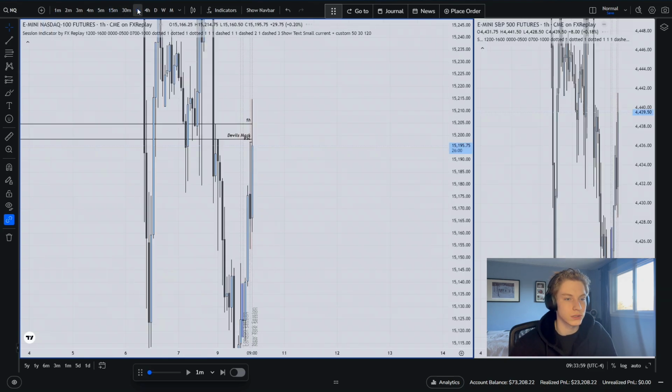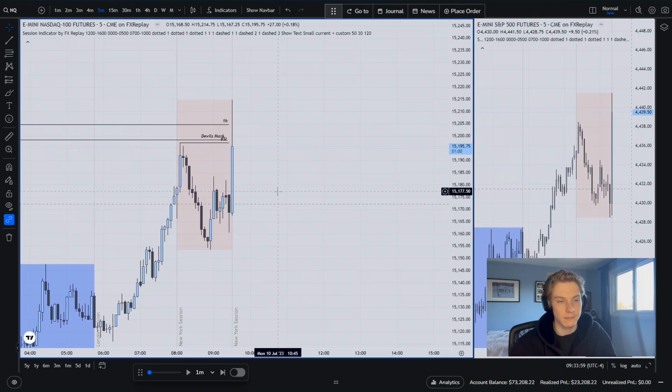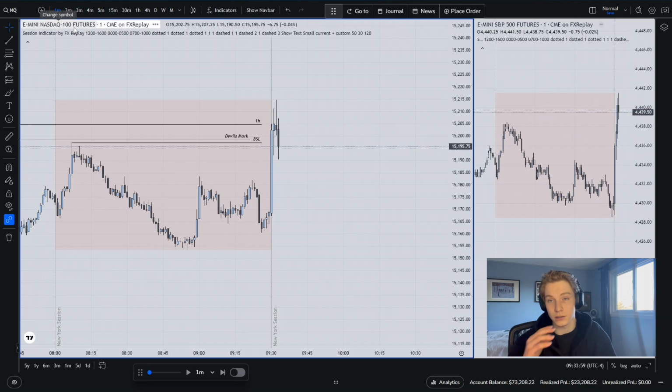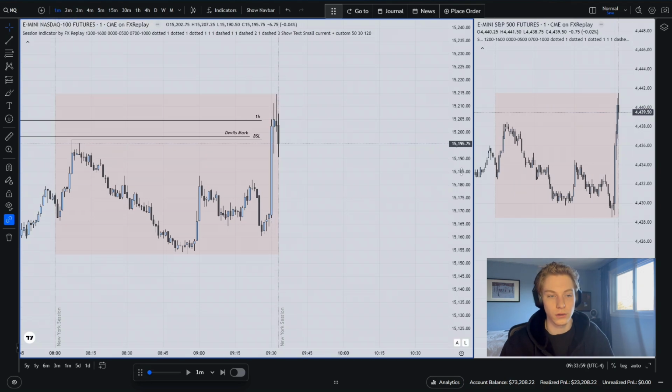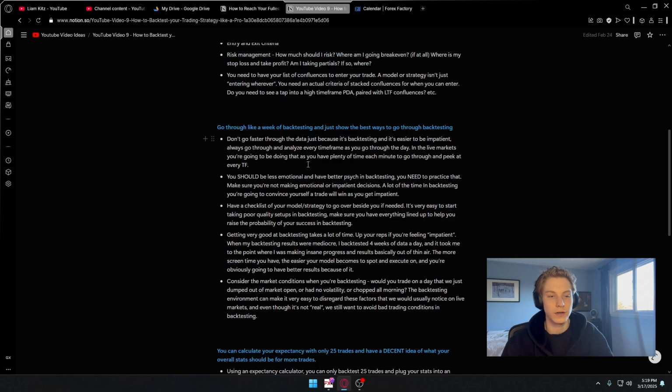So in backtesting, what you want to do is obviously go through all your time frames, really see, you know, what's happening here. Am I seeing what I want to see? Just look at the charts how you'd see them in the live markets, okay? And that's my first point here. Don't go faster through the data just because it's backtesting and it's easier to be impatient. Always go through and analyze every time frame as you go through the day. Right as you go through live markets, that's how you want to act in backtesting.